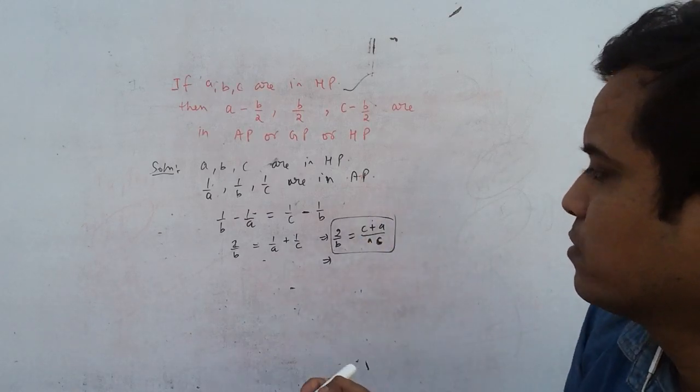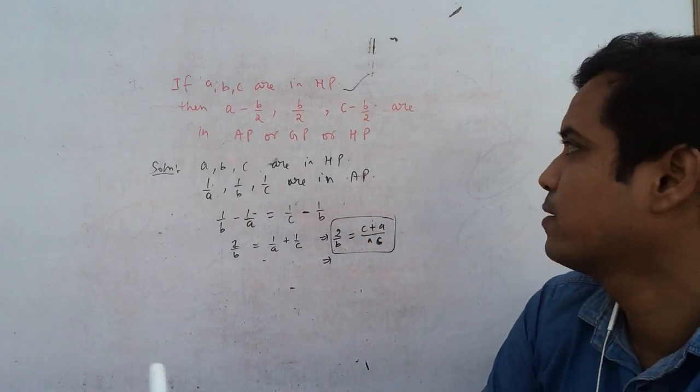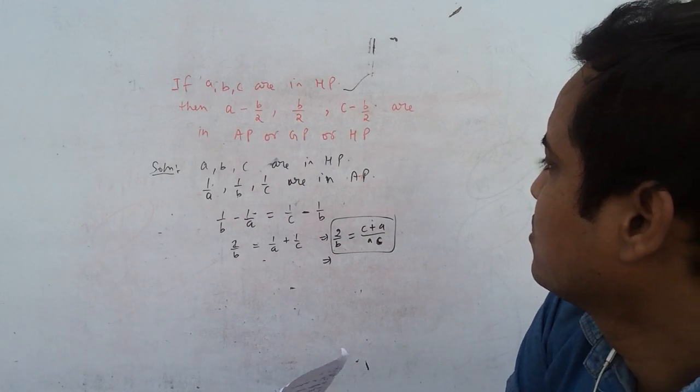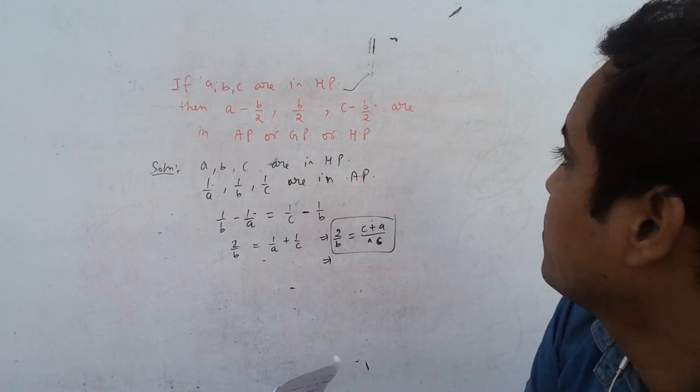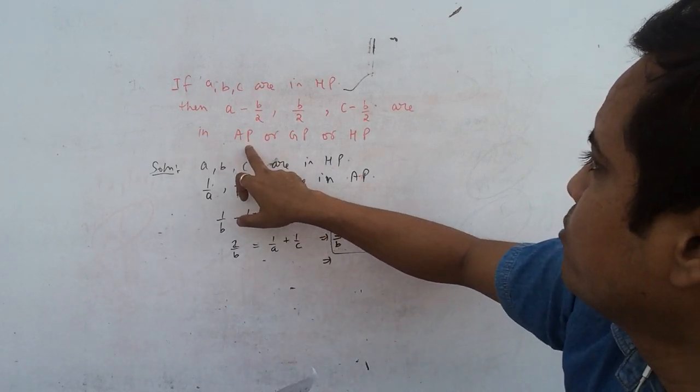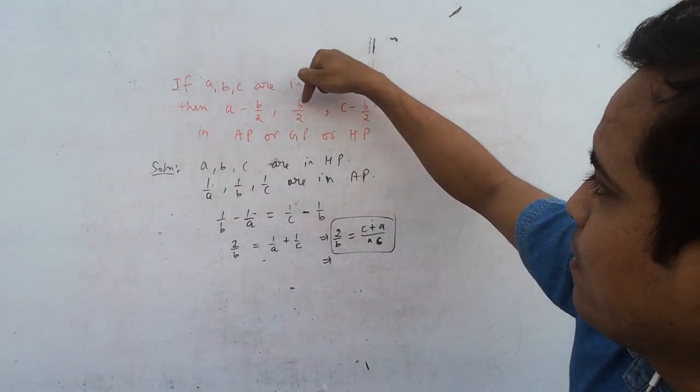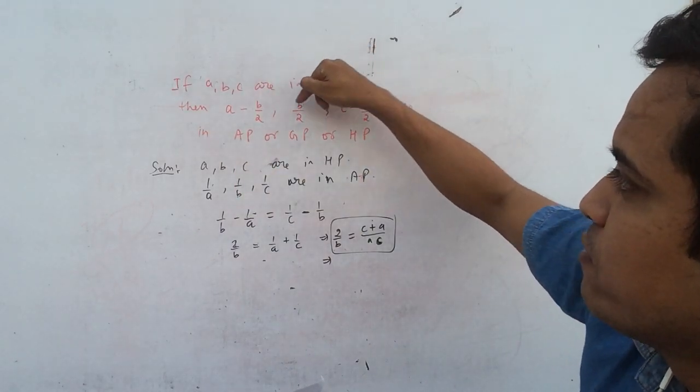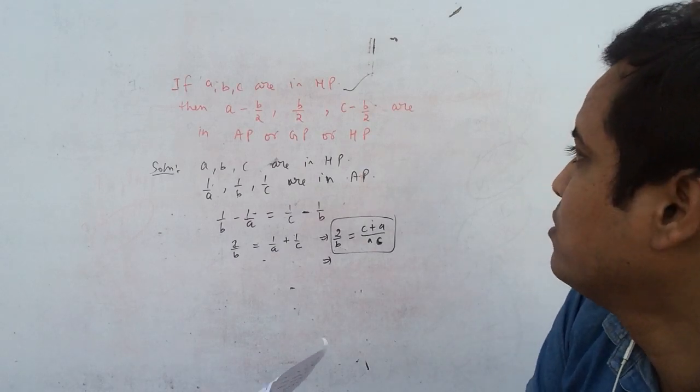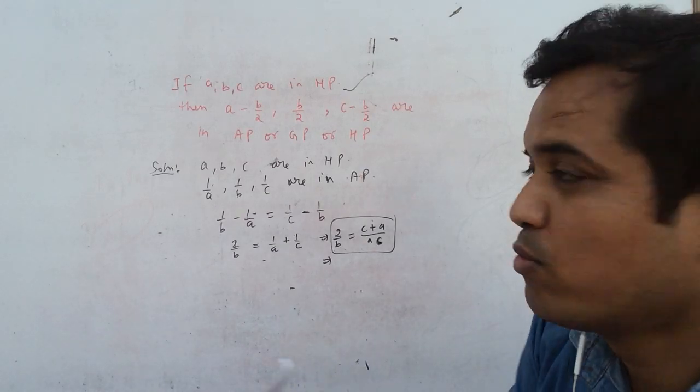Alright, this is the relation. You need to use this relation here. Since I have solved this, what to do for the AP? For AP you need to check whether the common differences are equal or not. For GP you need to check whether G squared equals AB, that is G equals root AB, or not.